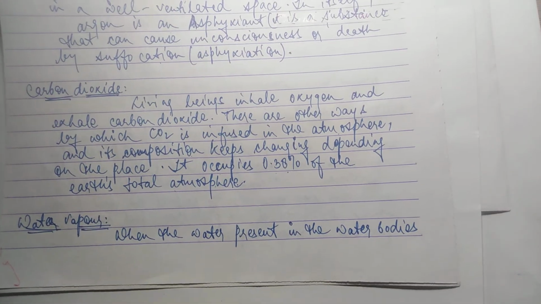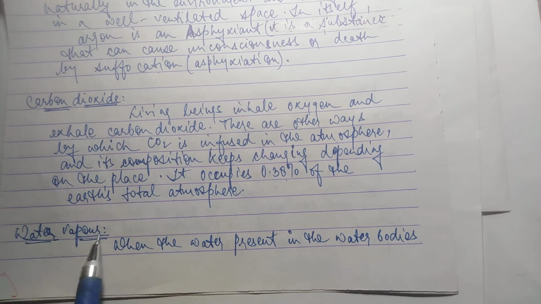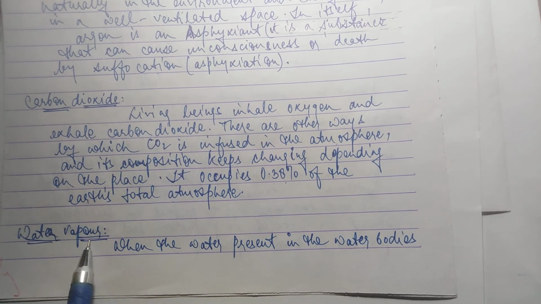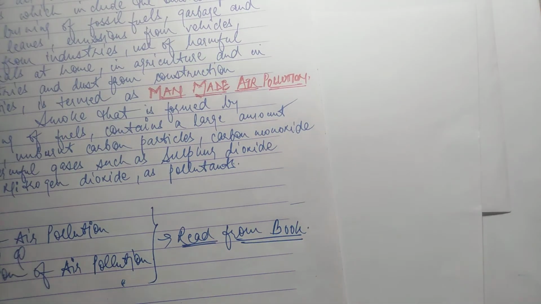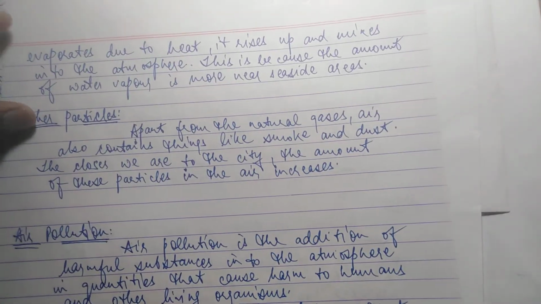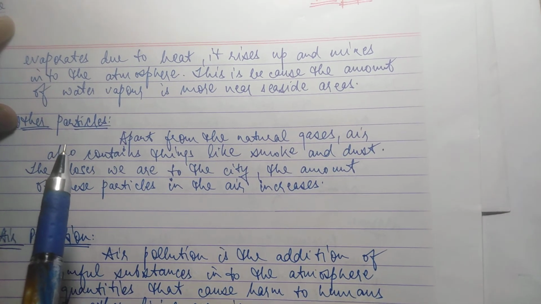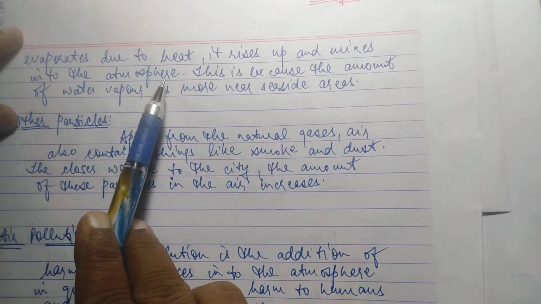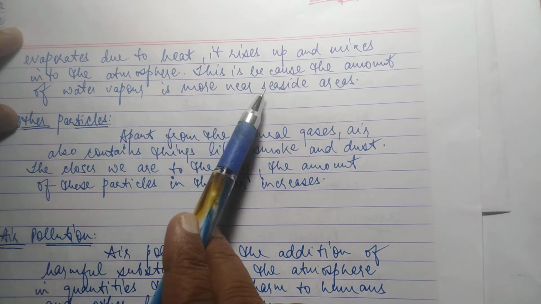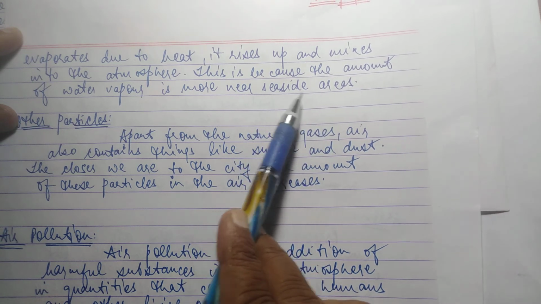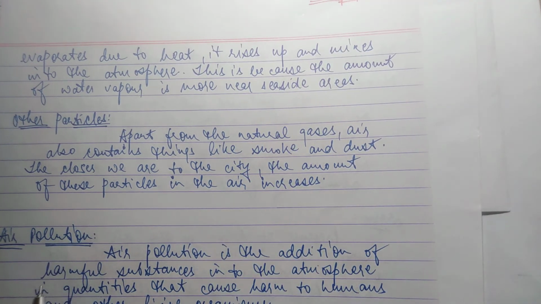Now water vapor. वेपर में कितना पानी है, मॉइस्चर, उसे कहते हैं वाटर वेपर. When the water present in the water bodies evaporates due to the heat, it rises up and mixes into the atmosphere. The amount of water vapor is more near seaside areas. Coastal area पे moisture ज़्यादा रहता है, इसलिए कहते हैं वहाँ पर humidity ज़्यादा रहती है.